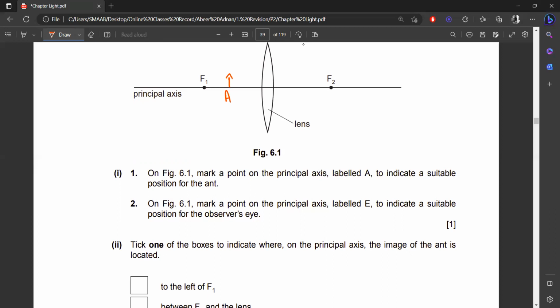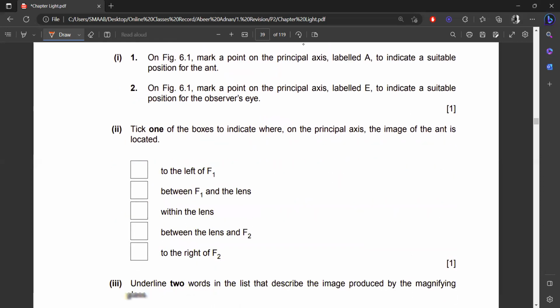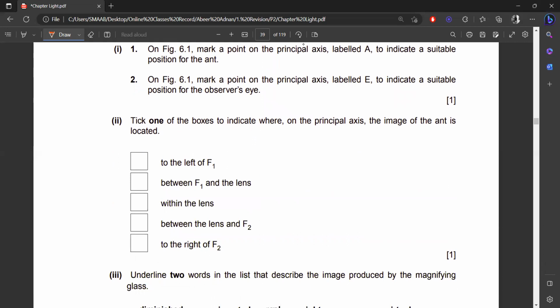And on figure 6.1, mark a point on the principal axis, labeled E, to indicate a suitable position for the observer's eye. On the right hand side. Next, tick one of the boxes to indicate where on the principal axis the image of the ant is located.